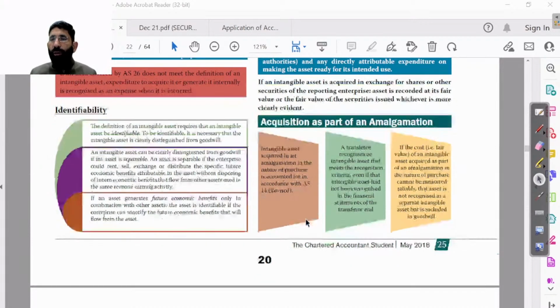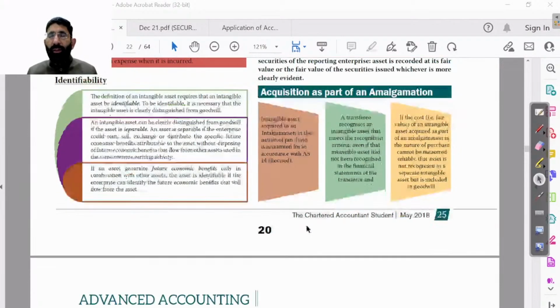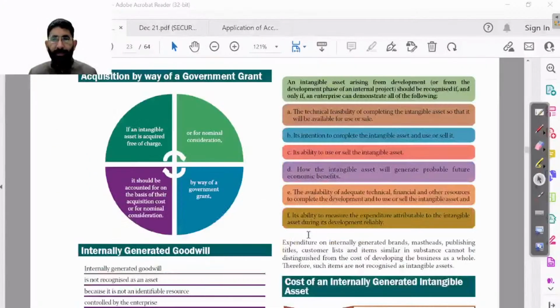So acquisition as a part of amalgamation is already discussed; it will be treated as per AS 14. Acquisition by way of government grant also has a separate AS. Even then, if we have acquired by way of a government grant, that is free of cost, meaning we have not paid even a penny, or for nominal consideration, it should be accounted for in the books of accounts at its acquisition cost or for nominal consideration.